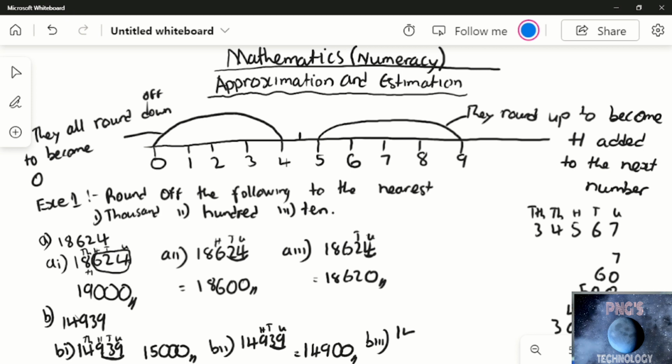Then part B, we have 14939. Unit, tens. So we can say in this case 9 becomes what? Plus 1 added to 3 making 4. So this will be 0. So 1 plus this 3 making the 4. We have our 9, we have our 4, we have our 1. That's the answer.